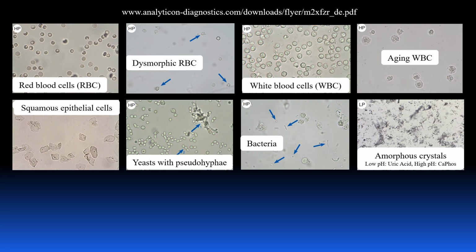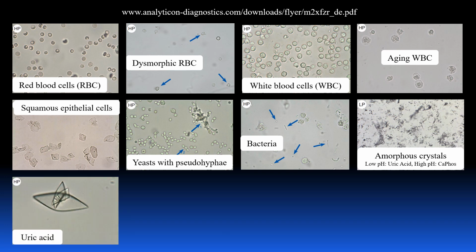Amorphous crystals. This is a common and normal finding seen in more concentrated urine. If these crystals are seen as orange to pinkish crystals at low urine pH, they are likely uric acid crystals. If there are white crystals seen at high urine pH, they are likely calcium phosphate crystals. Close-up view of uric acid crystals.